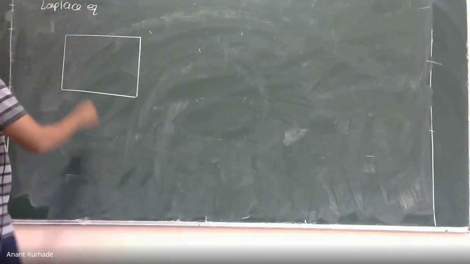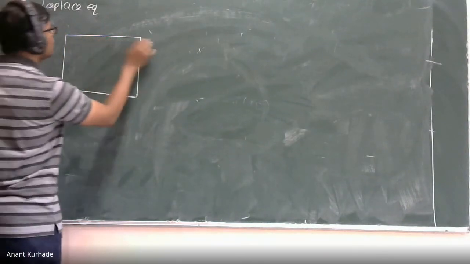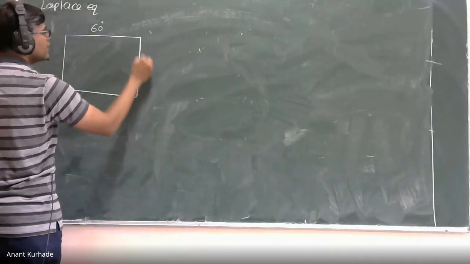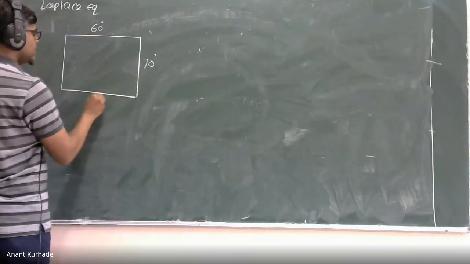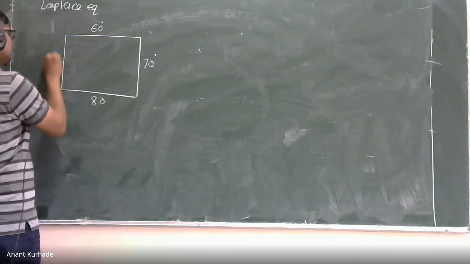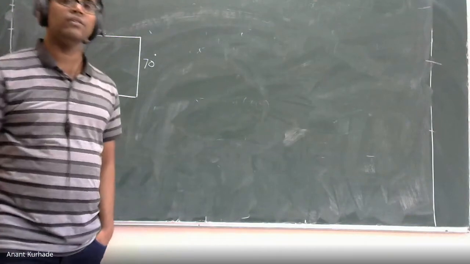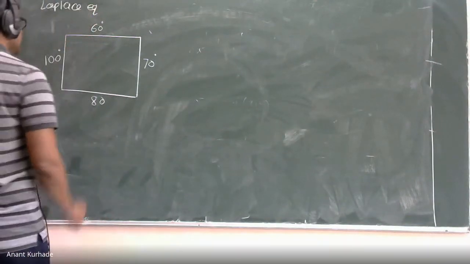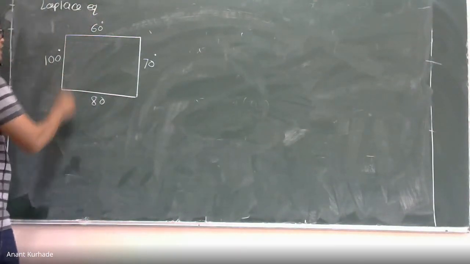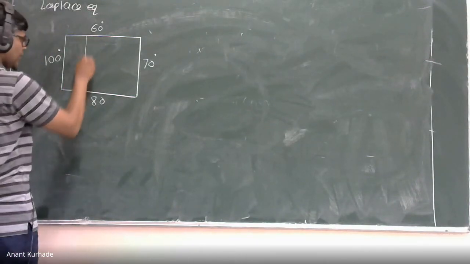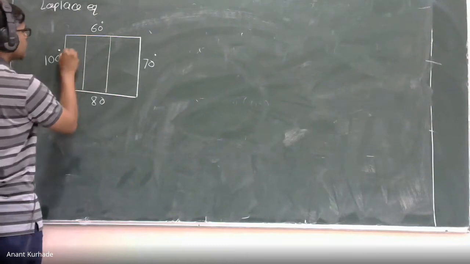Just now I told you that you can be provided all the surface or boundary temperatures, say 60 degrees centigrade, say 70 degrees centigrade, this is 80, and say this is 100. And you can have a question: find the inside temperature.